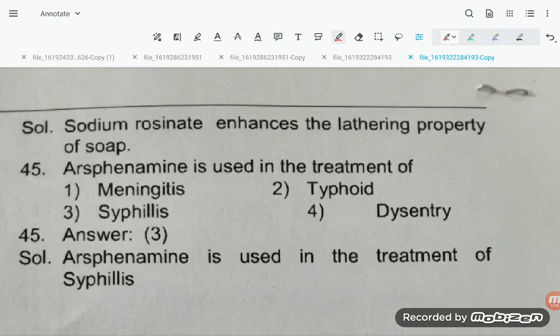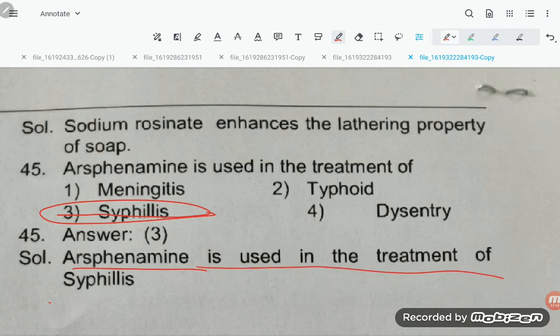Arsphenamine is used in the treatment of syphilis.